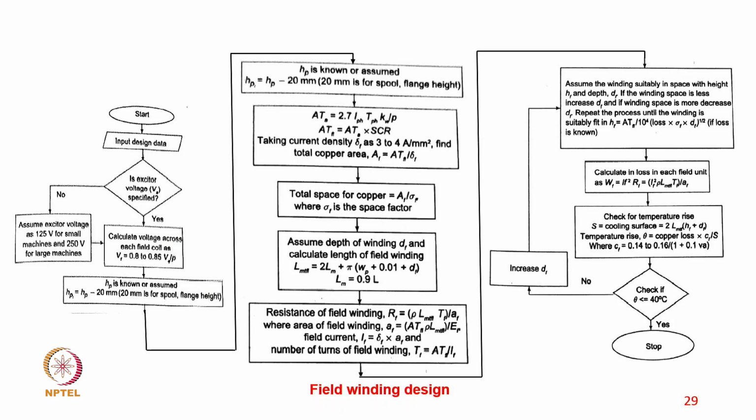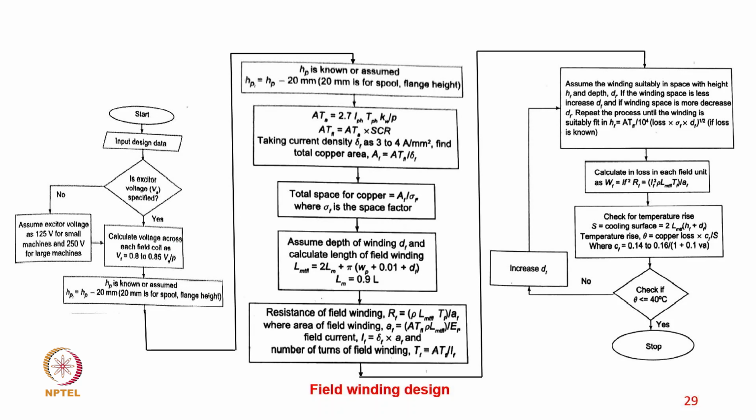Then check whether the winding suits the available space height. If the winding height is less, increase the DF, and if the winding space is more, decrease it. Repeat the process until the winding is suitable for the height HP, and then calculate the loss.